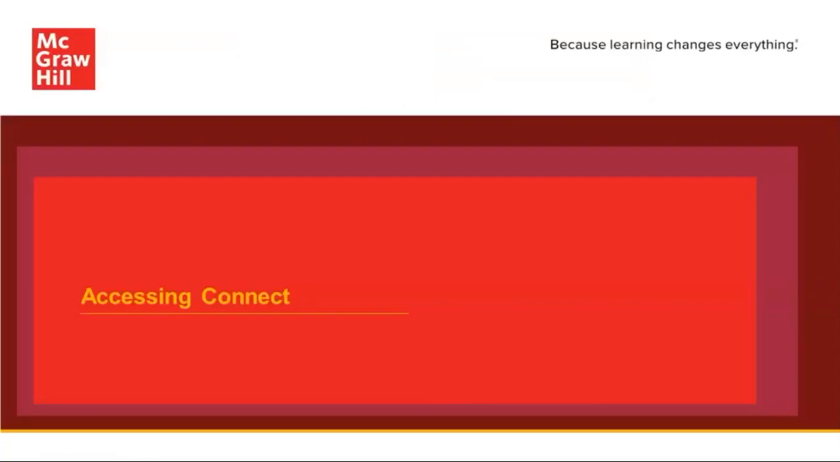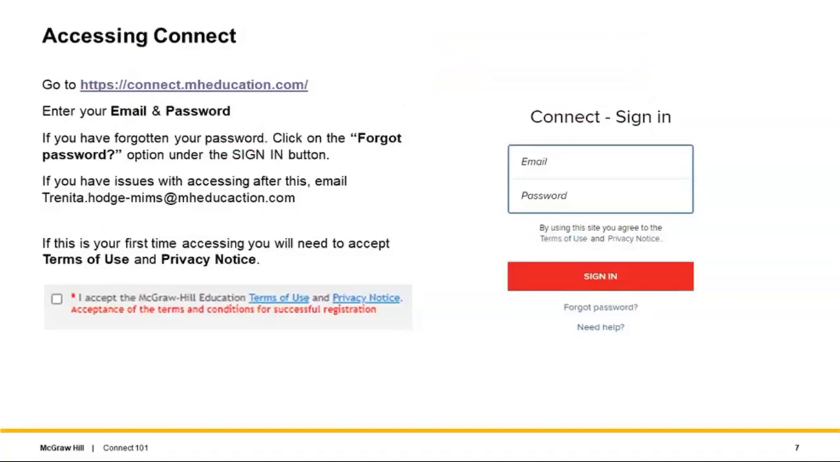So then to begin on how to access Connect. The very first thing is to go to this web address, which is connect.mheducation.com, and enter your email and password. Some of you haven't used Connect before, or might have used it for a while and forgotten your password. The best way to do that is to use this Forget Password button here. If you have any issues accessing after that, email Trinita Hodgman, my colleague on the implementation team. So we'll just go through that.